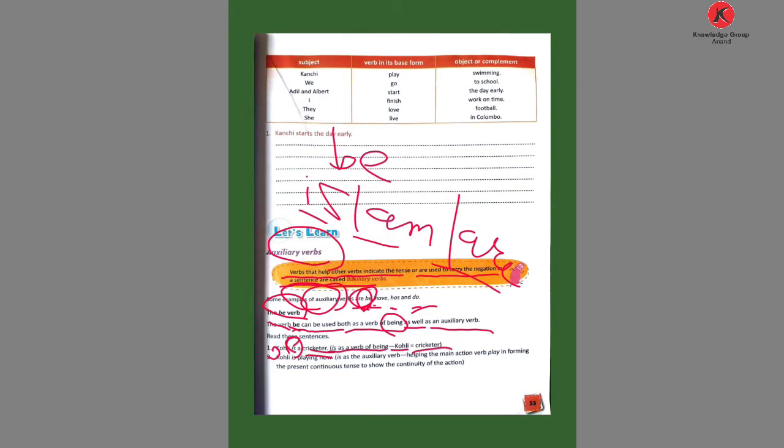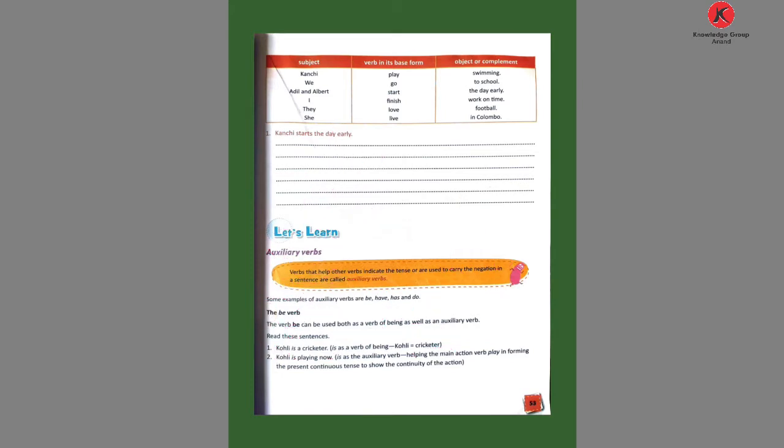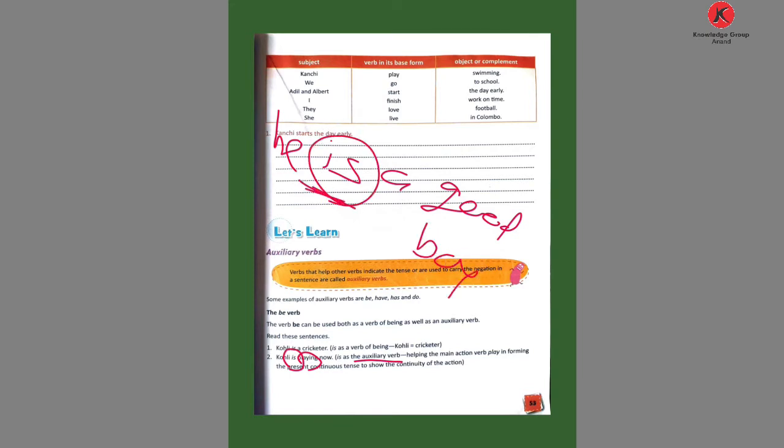Okay, then see the second example. Kohli is playing now. So here also is is used as an auxiliary verb, helping the main action verb playing, forming the present continuous tense to show the continuity of the action. If I say, he is a good boy, here the word is indicates the be verb.